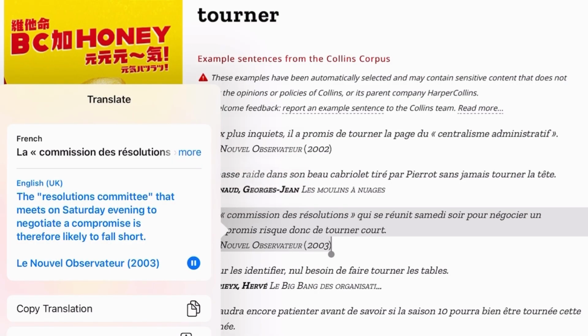The Resolutions Committee that meets on Saturday evening to negotiate a compromise is therefore likely to fall short.